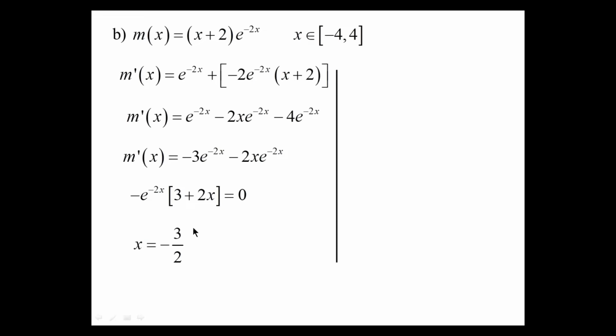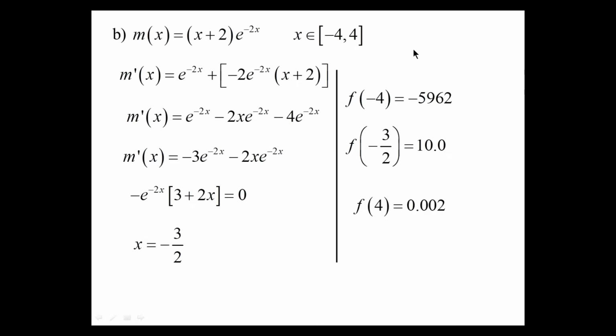So evaluating at the boundaries and the critical numbers. F of -4, plugging -4 into the original function. Hit the space bar and do it yourself, and you'll find that that's -5962. F of -3/2, I got 10 when I plugged it in here and used my calculator. And f of 4, I got 0.002. So very clearly there's the min, that's the lowest number, and there's the max.